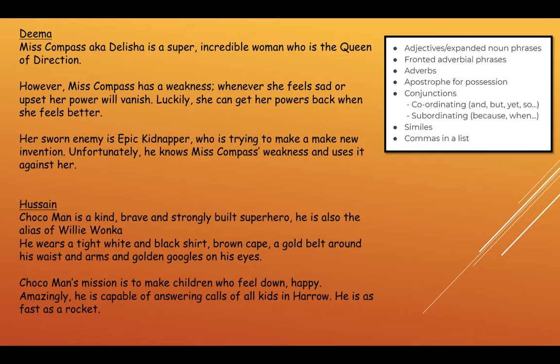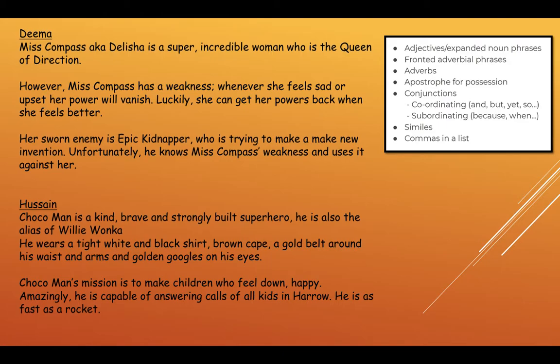In the second sentence, he's written, he wears a tight white and black shirt, brown cape, a gold belt around his waist and arms and golden goggles on his eyes. So he has used a feature from the list. Did you spot it? I kept saying comma quite often. So yes, commas are in the list.